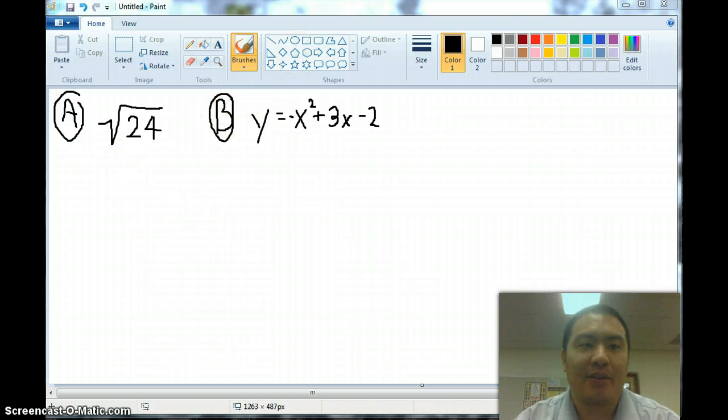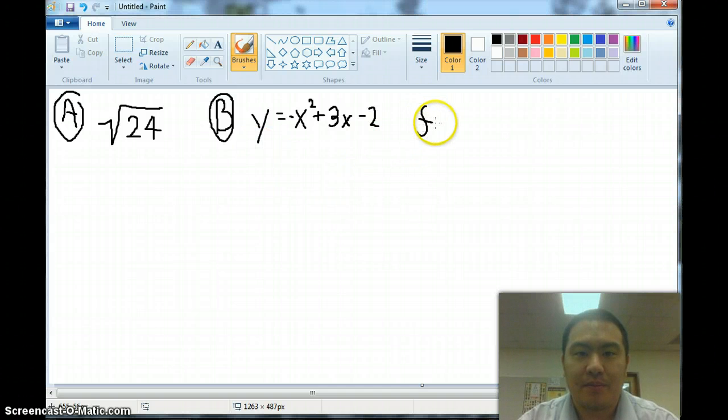The first thing I have are your two Chan Academy questions. The first one is the square root of 24, and the other one is take this standard form quadratic and find the zeros. You're going to find the zeros by using the quadratic formula.